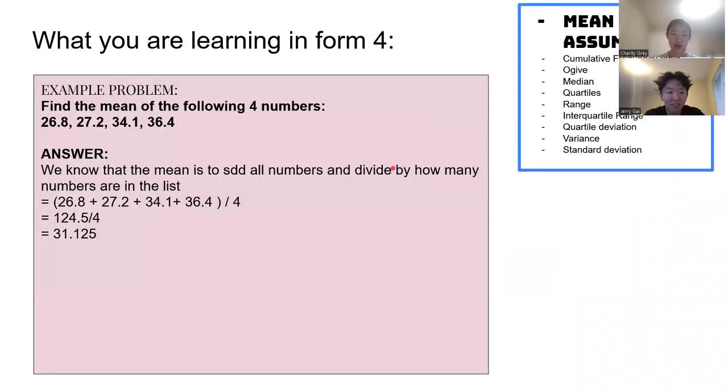All right. I hope you have finished the solution. So I'm going to go over it right now. We know that the mean is to add all the numbers in our list and then divide by the number of numbers we have in our list. So we have 4 numbers in our list, and we add each of these numbers, which gets us 124.5, and then we divide that by 4, which gives us 31.125. So this is pretty easy.